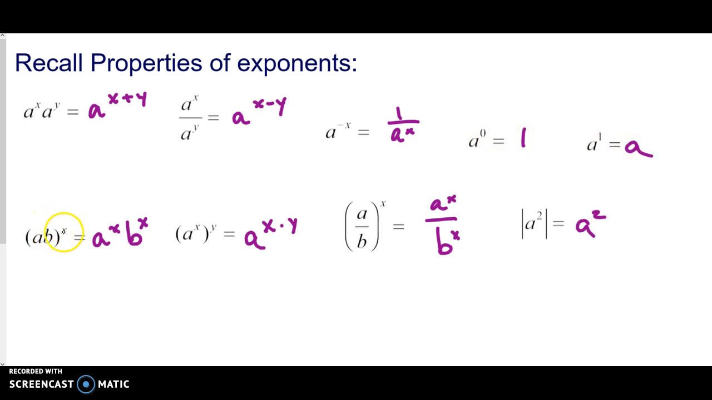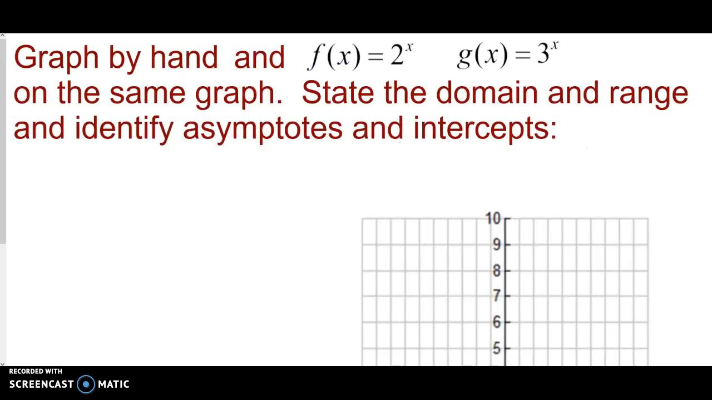Here, it's almost like we're distributing the exponent to both terms, a to the x, b to the x. We already talked about this one. Same thing here, a to the x over b to the x. And last but not least, if I have absolute value of the squared term, well, I know that if I'm squaring a term, it's always going to be positive anyway. So having the absolute value brackets is kind of redundant. Very good.